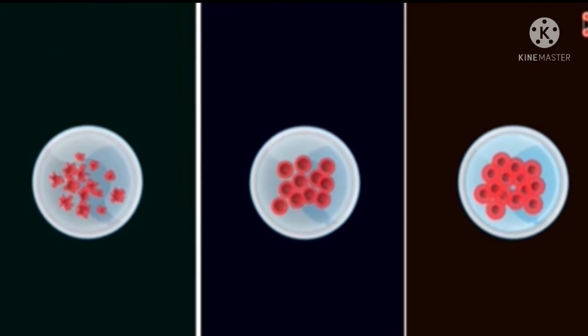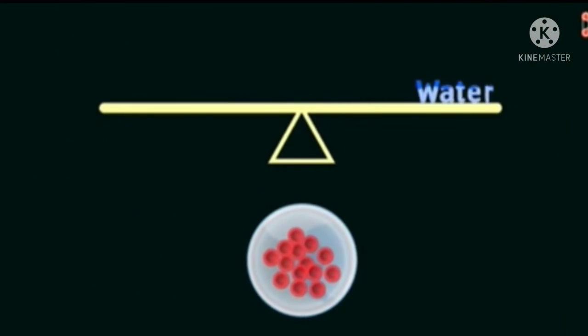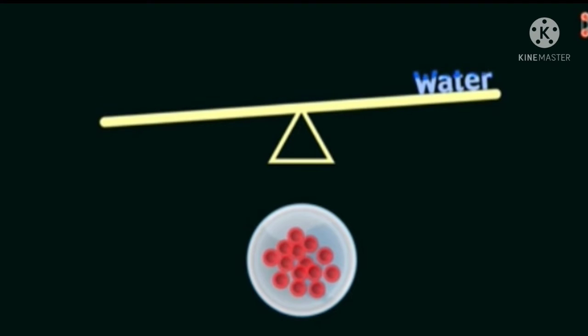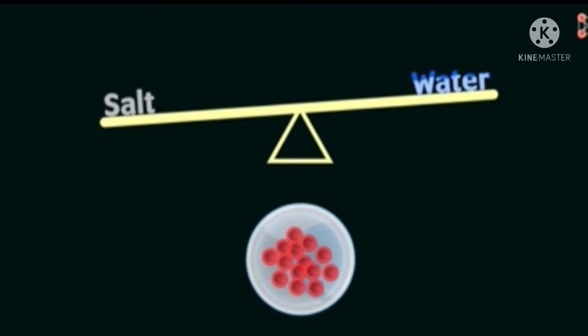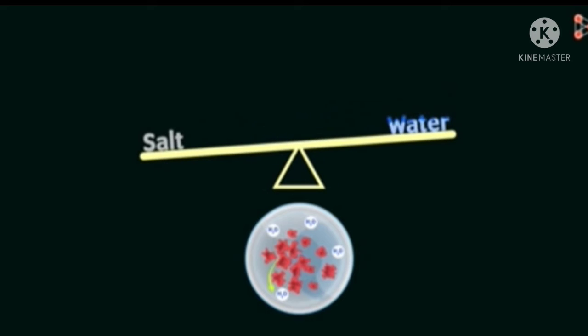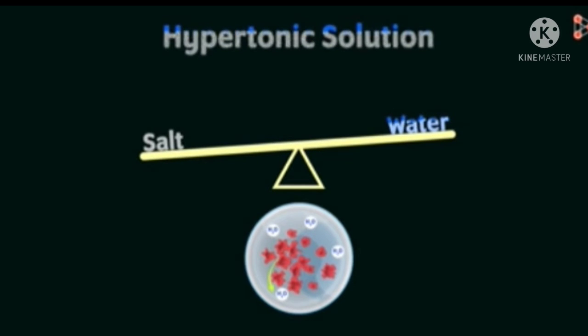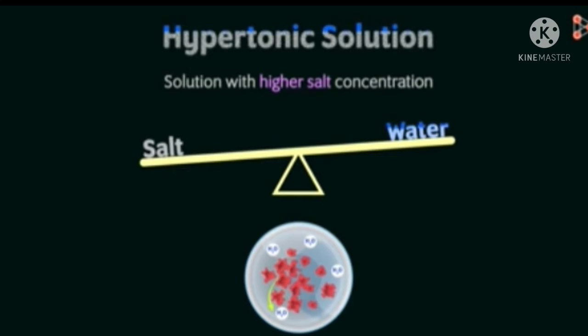Let us understand this. In the first case, the water content in the surrounding solution was less as compared to the cells placed in it. In other words, the salt content of the solution is more and therefore this solution is a concentrated one. That is the reason the water molecules moved from inside the cells to the outside solution. Hence, the cells are shrinking. This type of solution is called a hypertonic solution, that is, a solution with higher salt concentration.